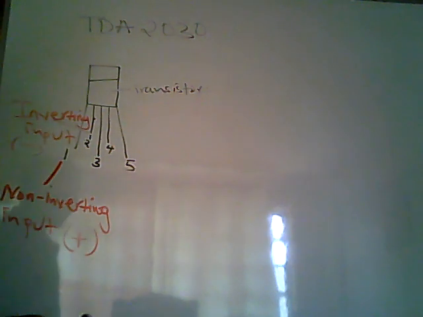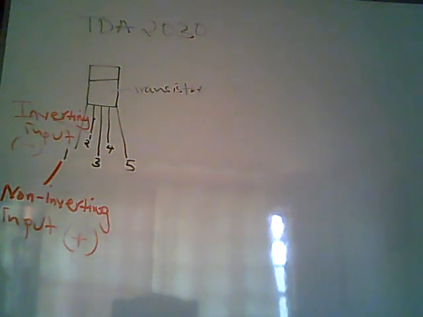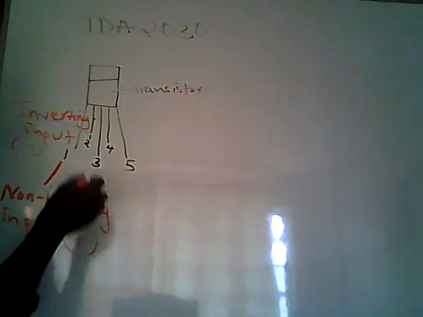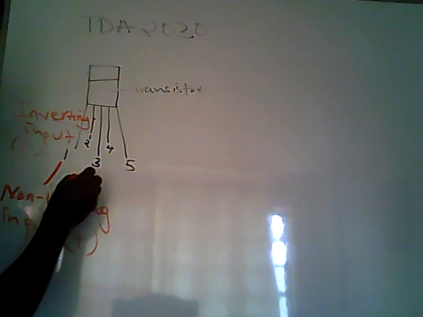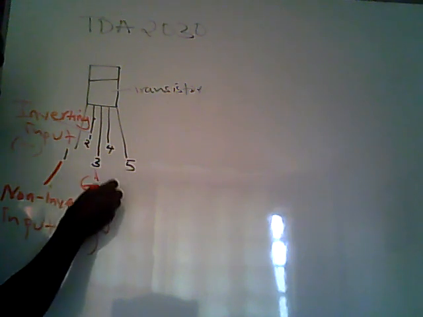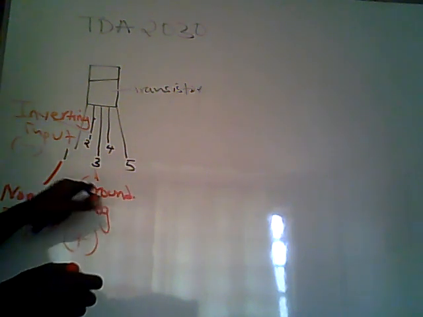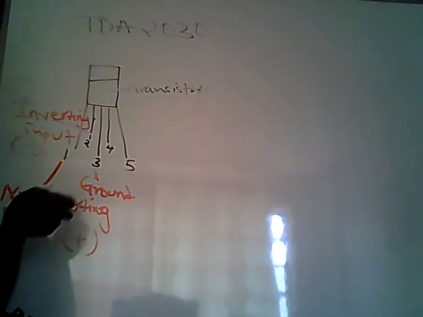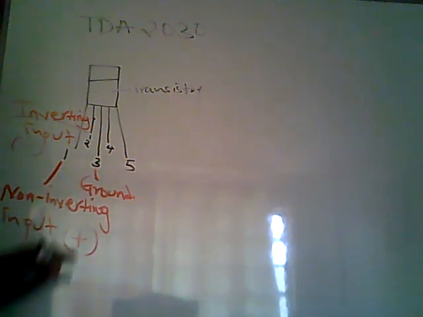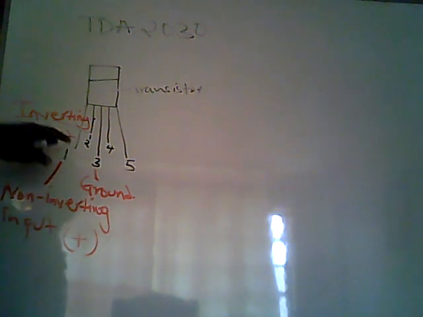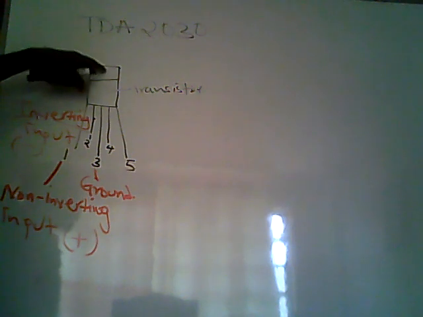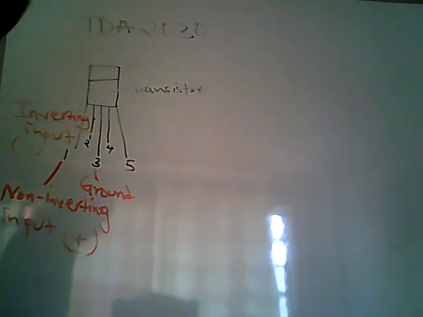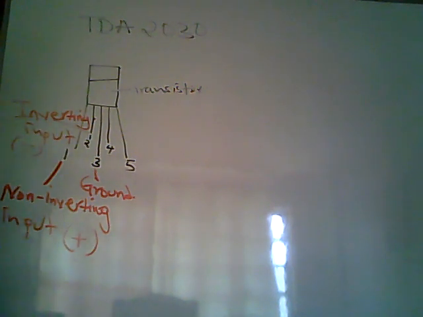We go to pin 3. What is pin 3? So pin 3 here is the ground. If you use your meter, you will realize that pin 3 and this part are in continuity, meaning it is the ground. It is the ground of the transistor.